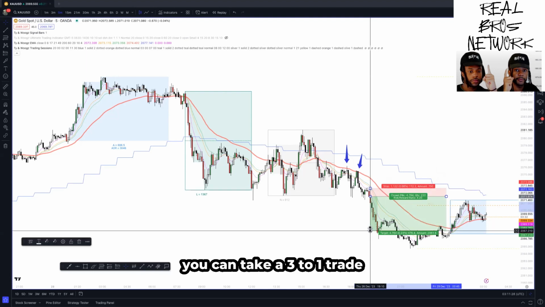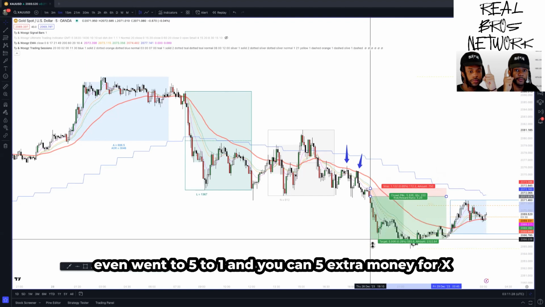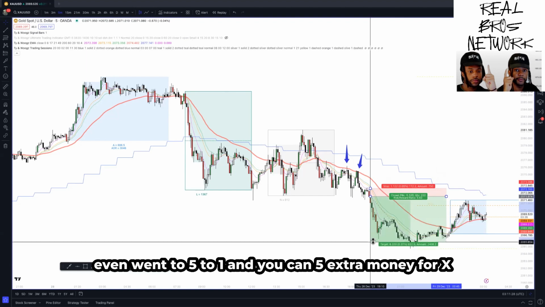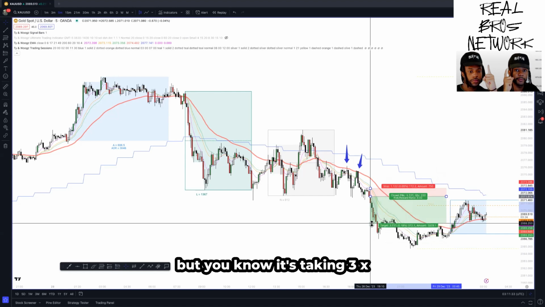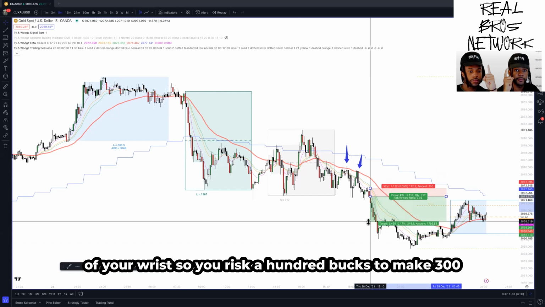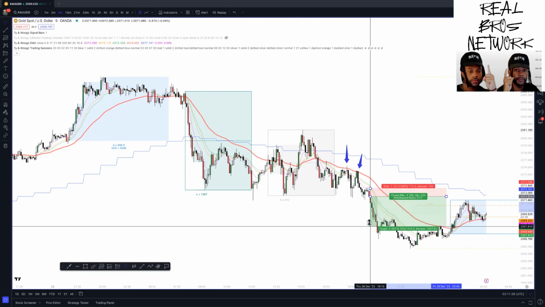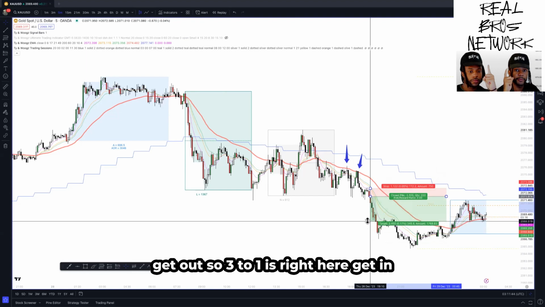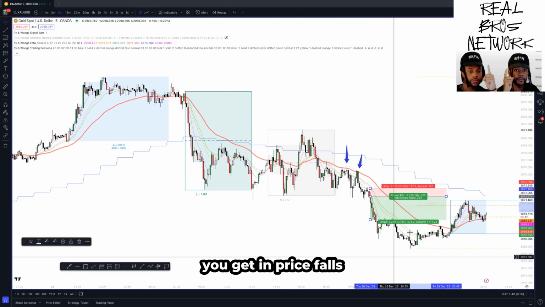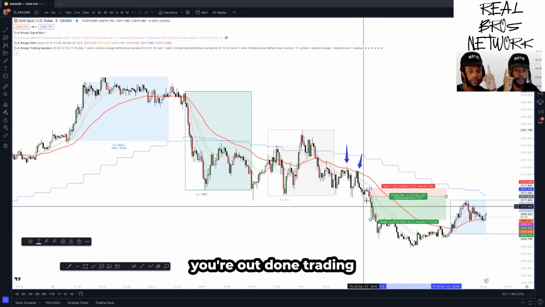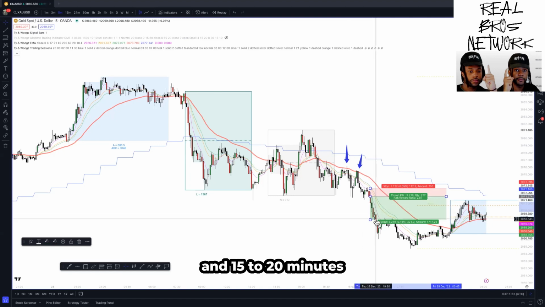And you can take a 3-to-1 trade. It even went to 5-to-1, but just take your 3x of your risk. So you risk $100 to make $300. You get out. So 3 to 1 is right here. You get in, it fell 3 times, price falls, you're out. Done trading in 15 to 20 minutes.